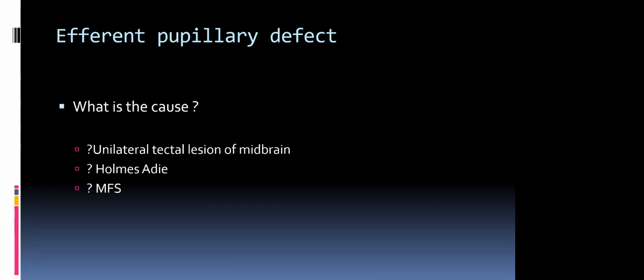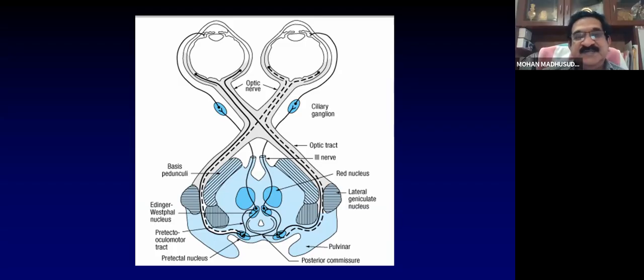Okay. What about reaction to accommodation? Exactly. That's what we want to know in this patient. So this is the accommodation reflex pathway. This is how the tectal lesion differentiates from the compressive third nerve palsy. What you would look for is light-near dissociation or ARP.